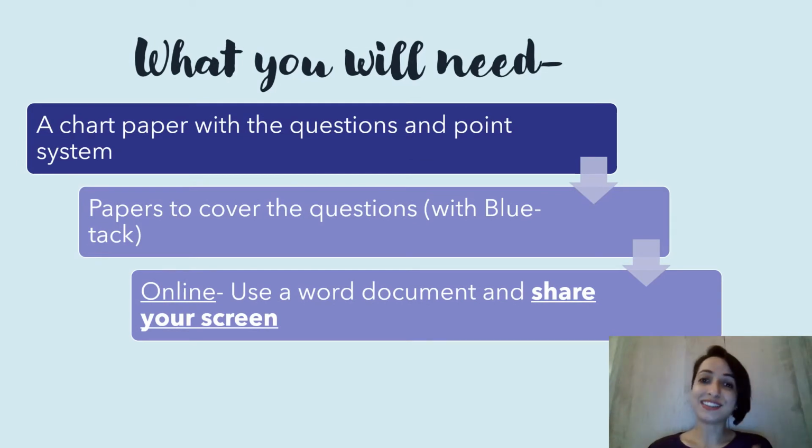Now before you get started in your classroom, there are a few things that you will need. If you are taking a face-to-face class, you will want a chart paper with the questions already written down with the point system that I'm about to show you in the next slide. You'll also need some pieces of paper to cover those questions so that the students can't see them.